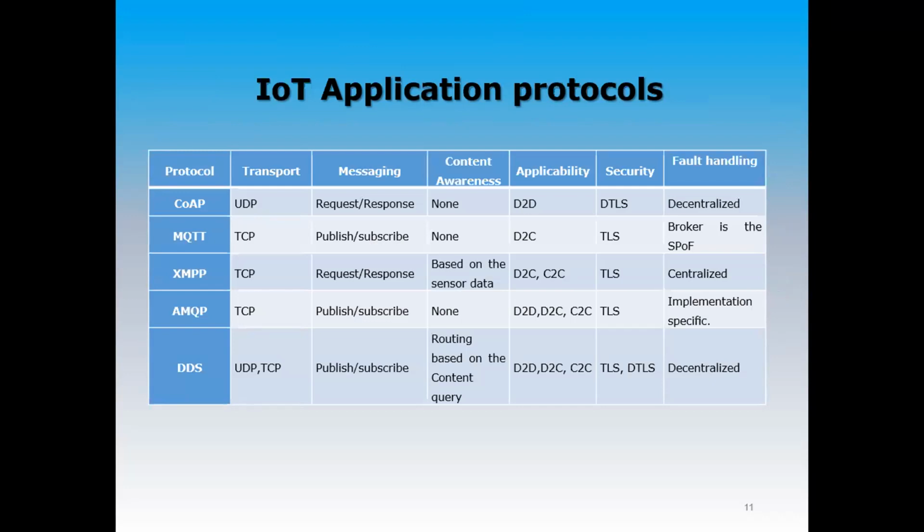Then there is XMPP. Again, it has what is called request-response only and is based on sensor data, where it actually follows what is called device to consumer and consumer to consumer. And AMQP also runs on TCP. DDS actually runs on both UDP and TCP.